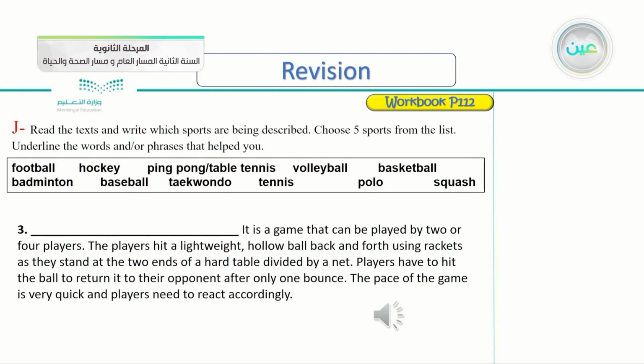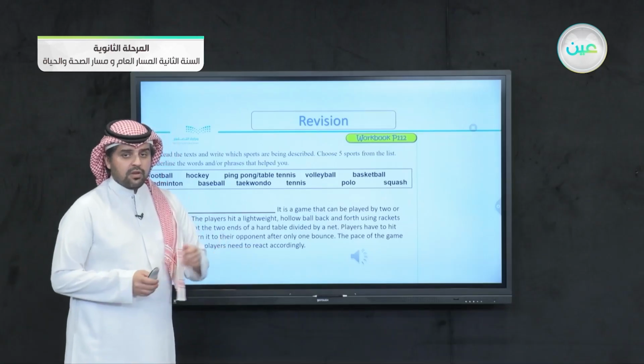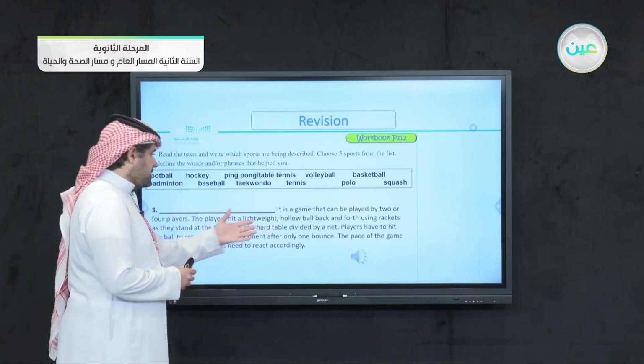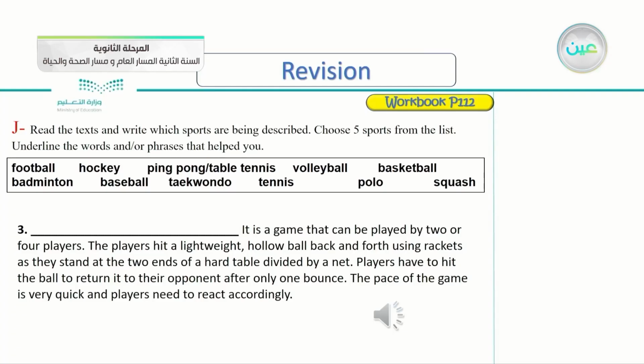So this is a game where there's a net and there's a ball, and it's fast-paced, because the pace, as mentioned here in the ending, the pace of the game is very quick, and players need to react accordingly. In the beginning it says it's a game that can be played by 2 or 4 players. The players hit a lightweight hollow ball. So the ball is light because it's hollow. It's not like a baseball, heavy, it's light. Back and forth using rackets. So it has a net, it has rackets, it's very quick paced.